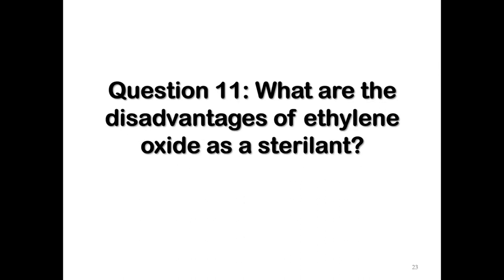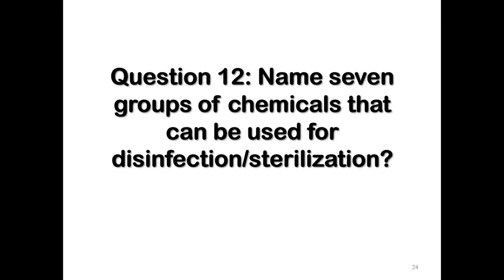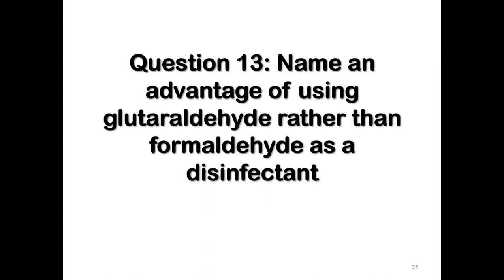So number 11, what are the disadvantages of ethylene oxide as a sterilant? Number 12, name 7 groups of chemicals that can be used for disinfection and sterilisation. 13, name an advantage of using glutaraldehyde rather than formaldehyde as a disinfectant. Number 14, describe the antimicrobial spectrum of alcohols.